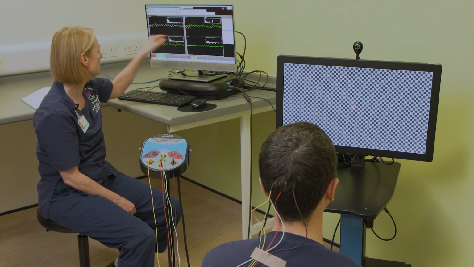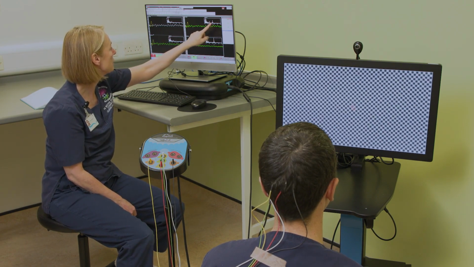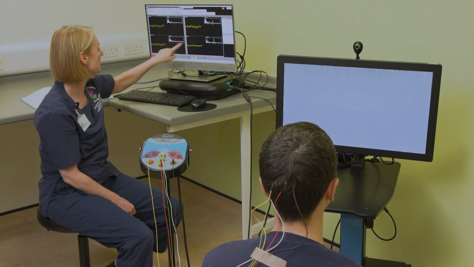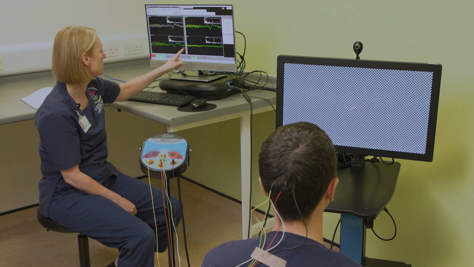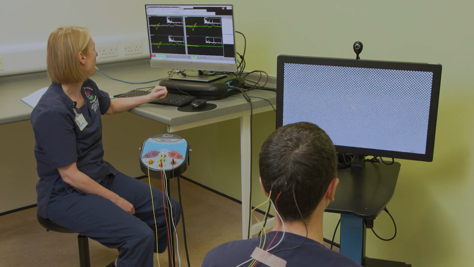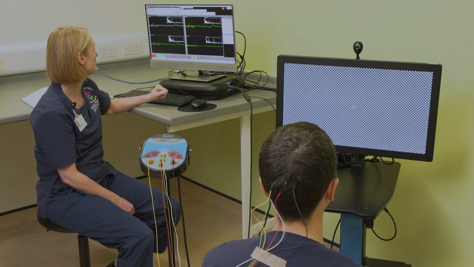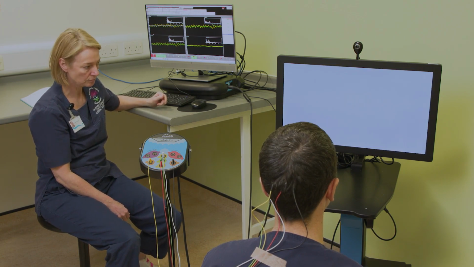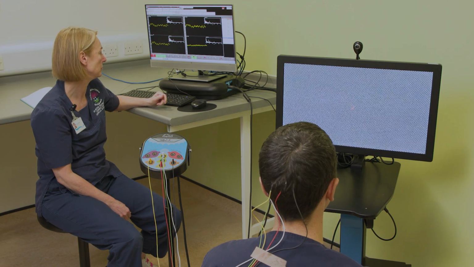The STEP VEP software is analysing the EEG in real time. If it finds a significant VEP, it responds by stepping down to a smaller check size, and if it fails to find a VEP, it responds by stepping up to a bigger check size. And we use a 4 down, 2 up, 1 down staircase.